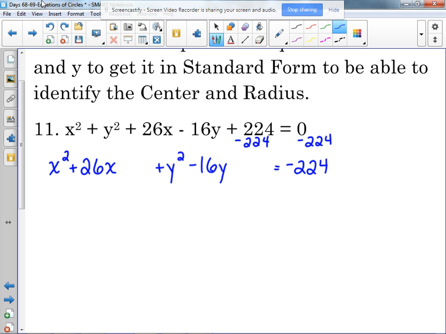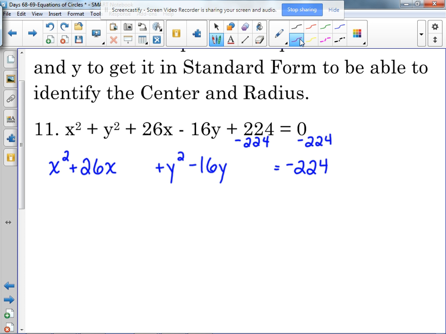Now, does it look a little bit more like the equation of a circle now? We're getting there. It's not quite there yet, but it does look more like the equation of a circle than it did when we started. It's equal to a negative number. Okay, the right side is supposed to be equal to r squared. Can r squared ever be negative? No, because we can't square a number and get a negative. So something's got to happen to that right side in order to fix this. Okay, so let's complete the square.